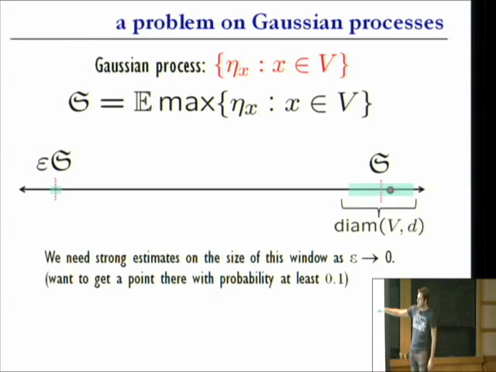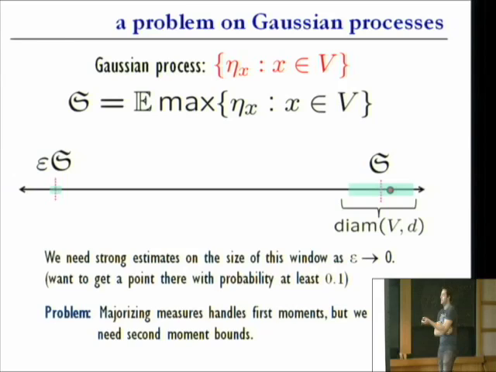We need to get a point in this window with constant probability, and the problem that sets up is that majorizing measures is great at handling this first moment, this expectation. But if we want something to happen with constant probability, then we can't just talk about expectations anymore. We need to talk about other moments, so we have to do something with second moments, which this theory is not really set up to handle. Because if I just look at the expected number of points in this window, that could be a horrible estimator. Just take 1 million copies of the same point. It will rarely end up there, but when it does, there will be a million of them there. So first moments do a very bad job of capturing what happens here.